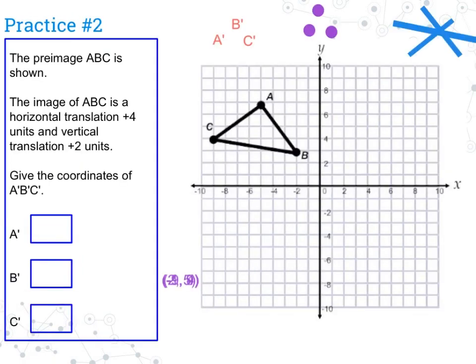Practice problem 2 says the pre-image ABC is shown. The image of ABC is a horizontal translation +4 units and vertically translated +2 units. Give the coordinates of A prime, B prime, C prime. This is a practice problem, so I want you to go ahead and pause the video now, do the problem for yourself, press play again to see if you are right.